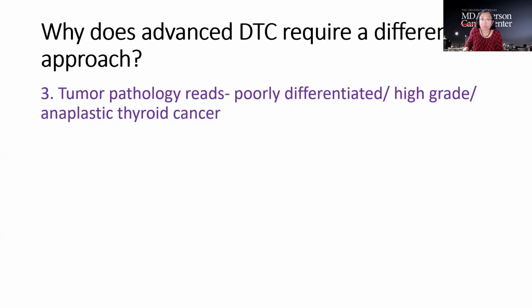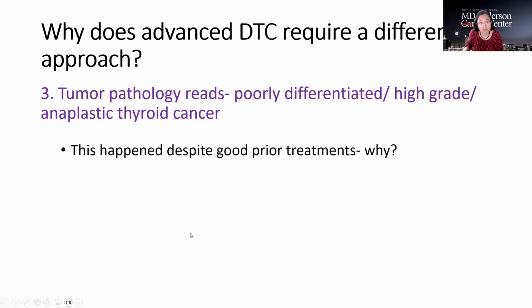And when you read your own path report, a lot of words look like medical jargon, mumbo jumbo. What does it mean? I don't know. But if you see any of these words, it means it's an advanced thyroid cancer. Sometimes this may happen despite having good prior treatments. That means somebody had papillary thyroid cancer, they had surgery, they got radioiodine, they were taking their thyroid hormone, and 10 years later or 15 years later, they may see this cancer has come back. And now it looks the way it looks here, poorly differentiated or high grade or anaplastic.